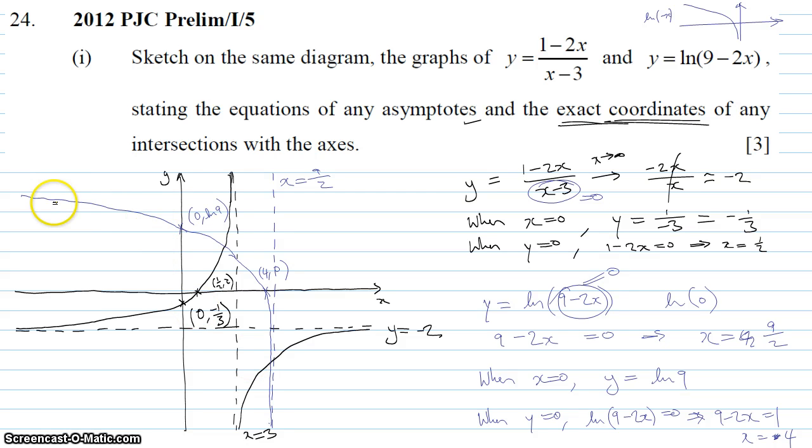There was a little something I did forget. I should always label my curves. So this is y equals ln(9 minus 2x), and this one here is y equals (1 minus 2x) over (x minus 3).